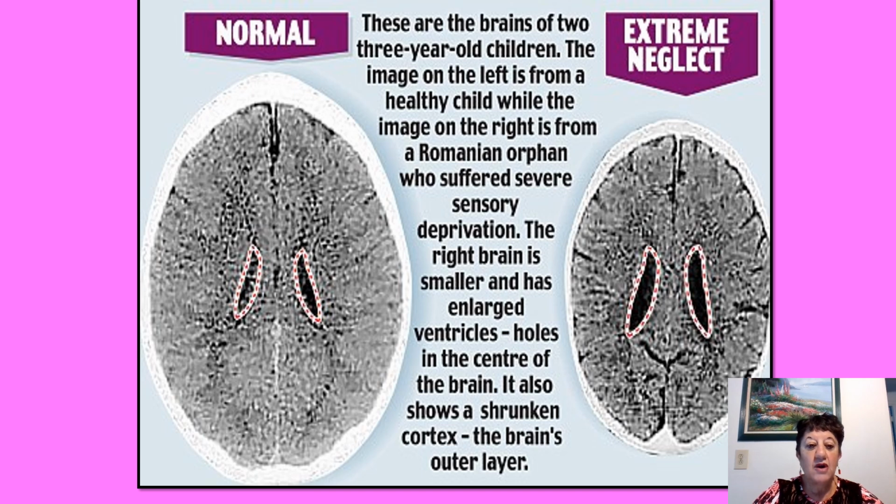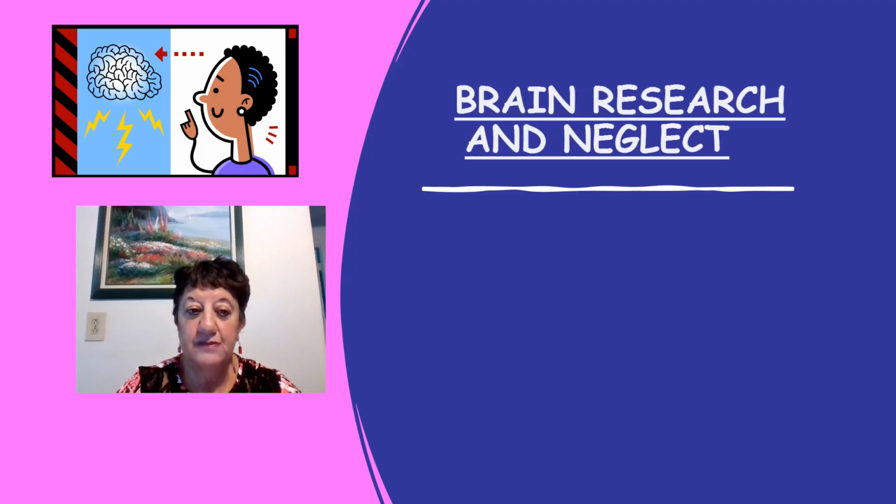I just thought this was an interesting visual of two brains of 3-year-old children. The one on the left is normal. The one on the right is extreme deprivation. So, it does affect children's brains. We are now finding that some of that can be reversed, not all. It depends on how young the child was when the neglect or abuse started and how long it went on.